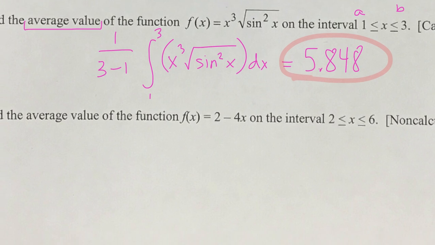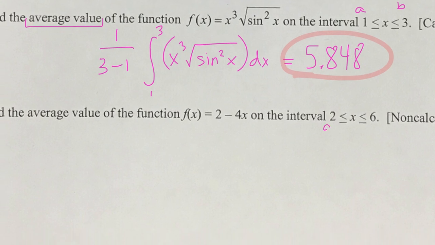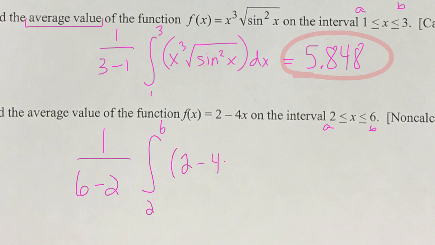The next one says average value from 2 to 6. So A is 2, and B is 6. So 1 over 6 minus 2 times the integral from 2 to 6, 2 minus 4x dx. If you put that into your calculator correctly, you should get negative 14.